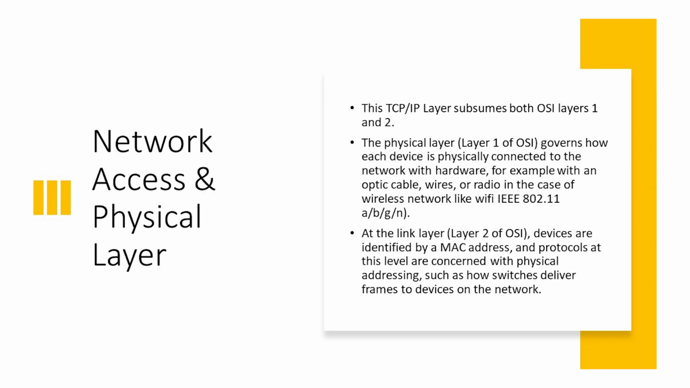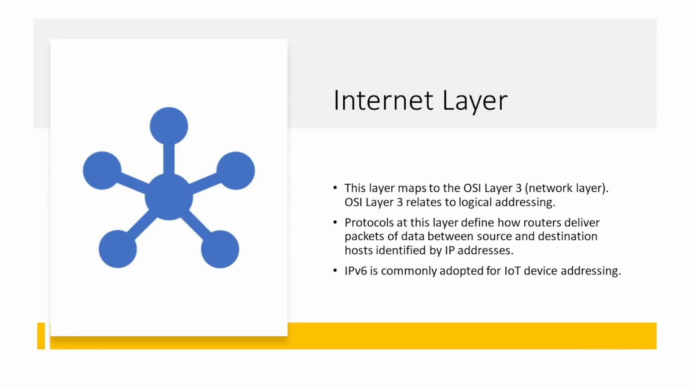Then you have the internet layer. This layer maps to OSI layer 3, which is the network layer, and it relates to logical addressing. Protocols at this layer define how routers deliver packets of data between source and destination hosts, which are identified by IP addresses. Okay. So, this is where IP addresses come into play. Everyone knows about IP addresses? Yeah.